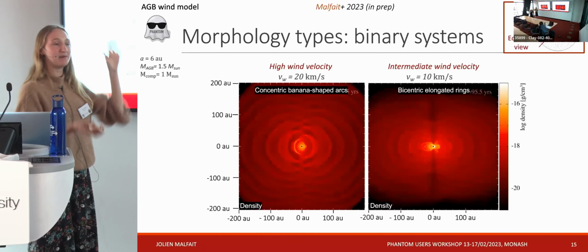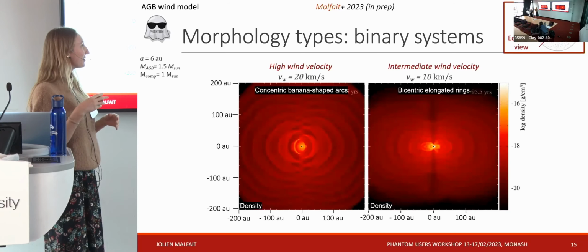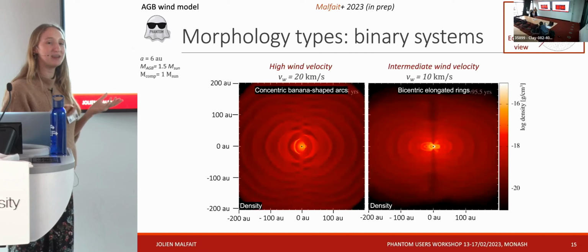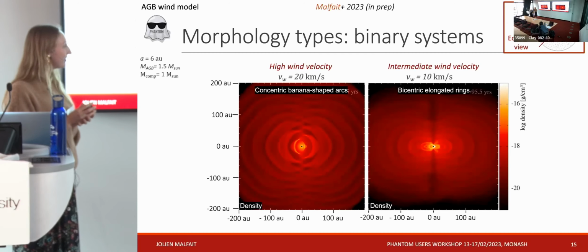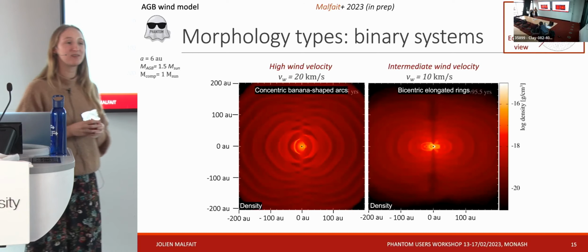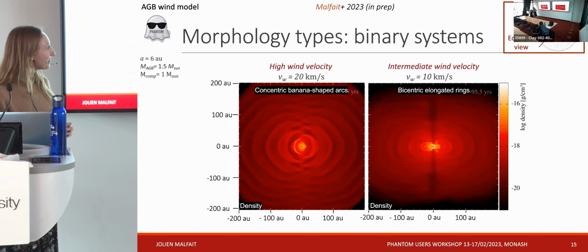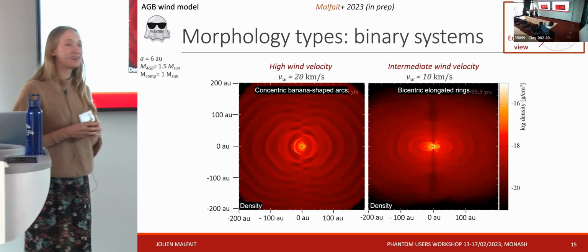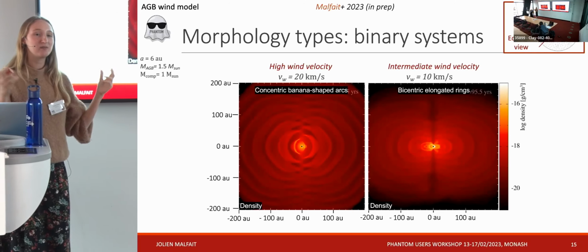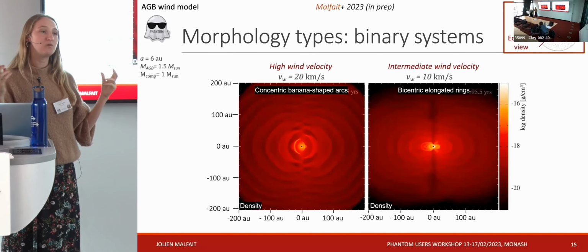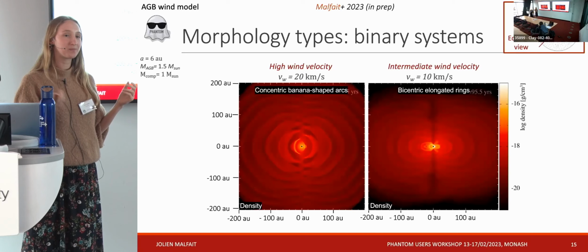If we turn around the slices, so we look at it edge on, then you see that these two models are actually not the same. It's not just the Archimedes spiral. For example, in this one, you see that there's concentric banana-shaped arcs. I hope you can see it well. And then in the other one, you have bicentric, more elongated rings. So it's an elongation. It's like the model is flattened a bit, and it is due to the orbital motion of the stars.